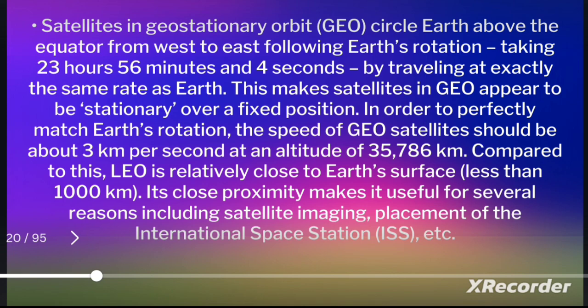In order to perfectly match Earth's rotation, the speed of geostationary orbit satellites should be about 3 km per second at an altitude of 35,786 km. Compared to this, low Earth orbit is relatively close to the Earth's surface, less than 1,000 km. Its close proximity makes it useful for several reasons, including satellite imaging, placement of the International Space Station, etc.